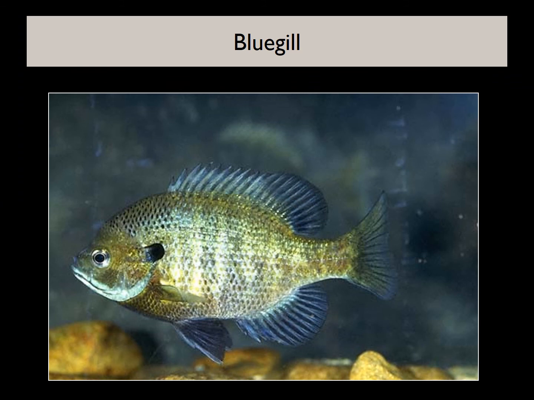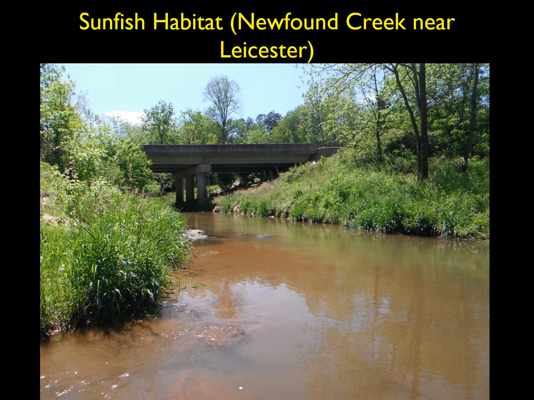Bluegill, perhaps the most common sunfish. It's not really easy to see in this picture, but it has a splotch at the posterior part of its soft dorsal fin.